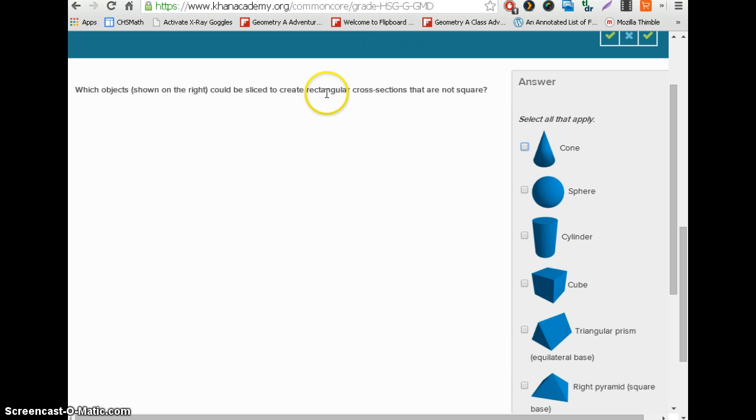All right. A rectangular cross section that is not a square. Well, a rectangular cross section. So if I cut this guy diagonal, the length of my diagonal is going to be longer than the length of my side here. So I can definitely get a rectangle out of a cube. Out of a cylinder, yes, I can cut this. As long as my slice comes down parallel to the diameter, then I am going to get a rectangle out of my cylinder. Sphere, no.